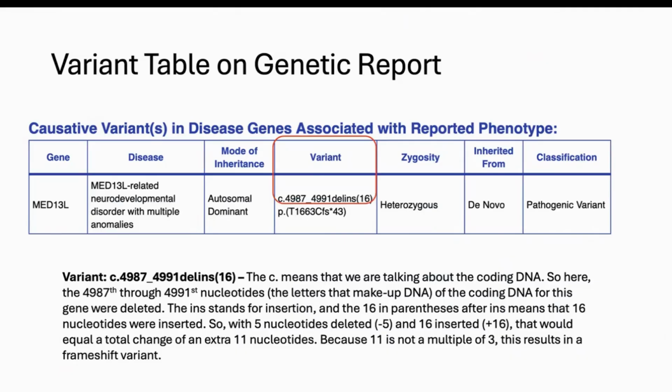The INS stands for insertion, and the 16 in parentheses after INS means that 16 nucleotides were inserted. So, with 5 nucleotides deleted and 16 inserted, that would equal a total change of an extra 11 nucleotides. Because 11 is not a multiple of 3, this results in a frameshift variant. Other frameshift variants may have just INS or just DEL instead of both like we see here, but the overall effect is the same.